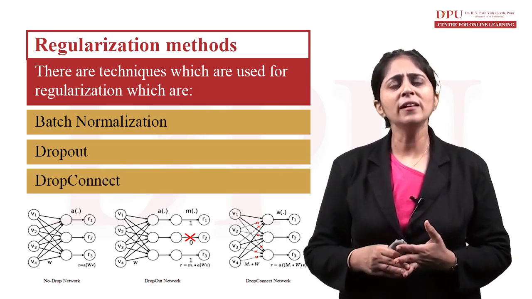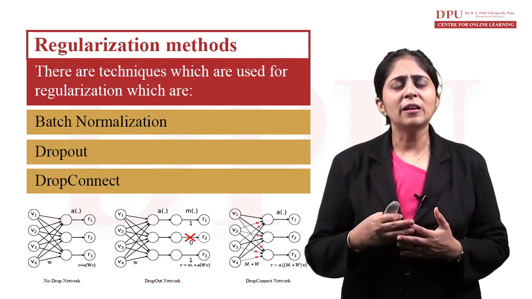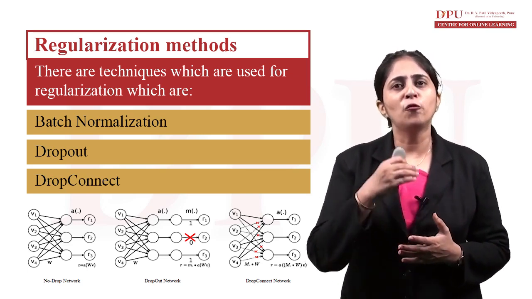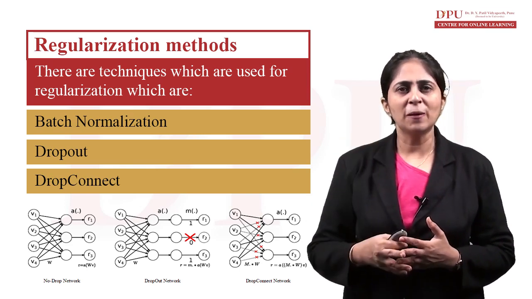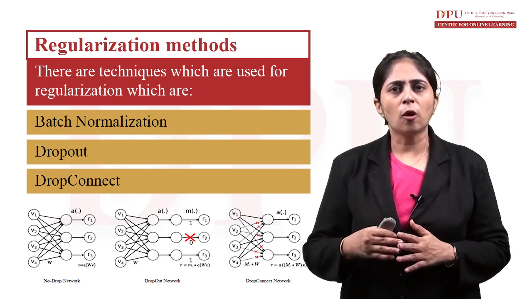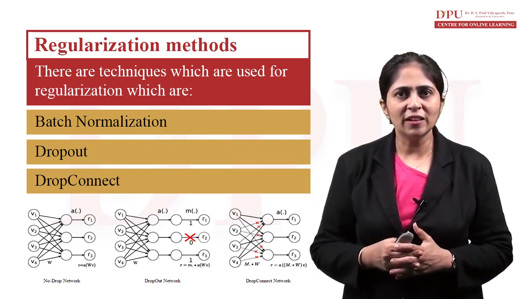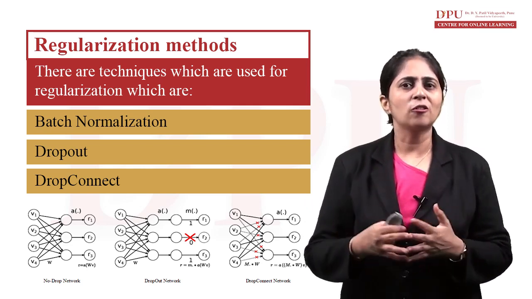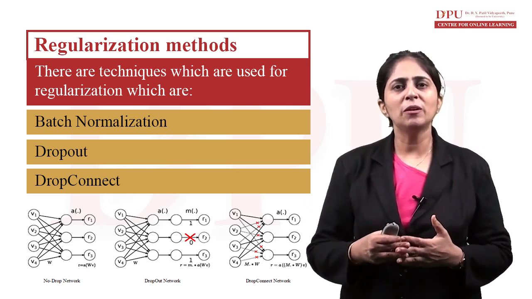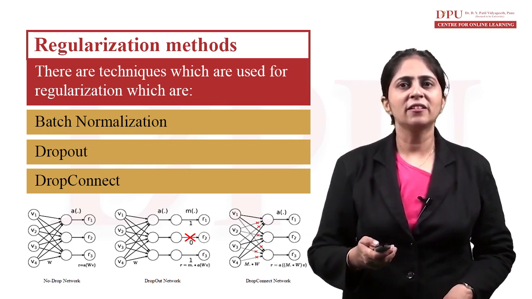Now we have the third one, that is the drop connect network. In this, we randomly work on certain weights. As you can see in this picture, in dropout, certain nodes are dropped, but in drop connect, certain weights, the weights which are being multiplied with the inputs, are dropped out. So that is why the name given to the third type of network is drop connect network.